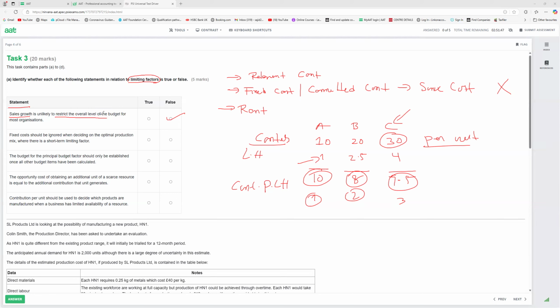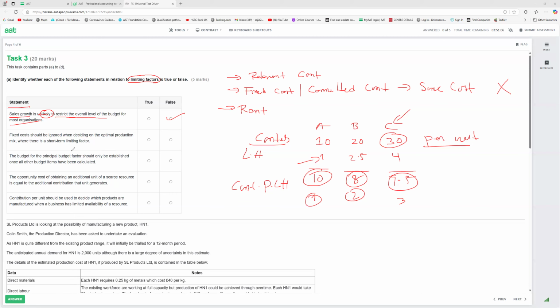So definitely, if the production department doesn't have the capacity, they will not be able to comply with the sales growth. So it's very important. Sales growth is likely to restrict the overall level of the budget for most organizations. Sales growth is very important. So obviously it could restrict the overall budget. So if they said in the exam, likely, then it will be true. But if it says unlikely, it will be false. So you need to make sure you understand both ways because in the exam they will not give you the copy exactly. So you have to remember that.